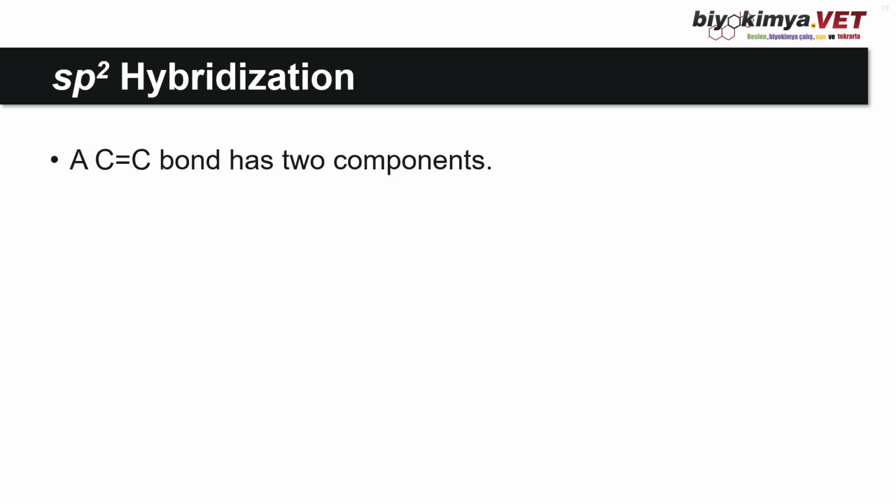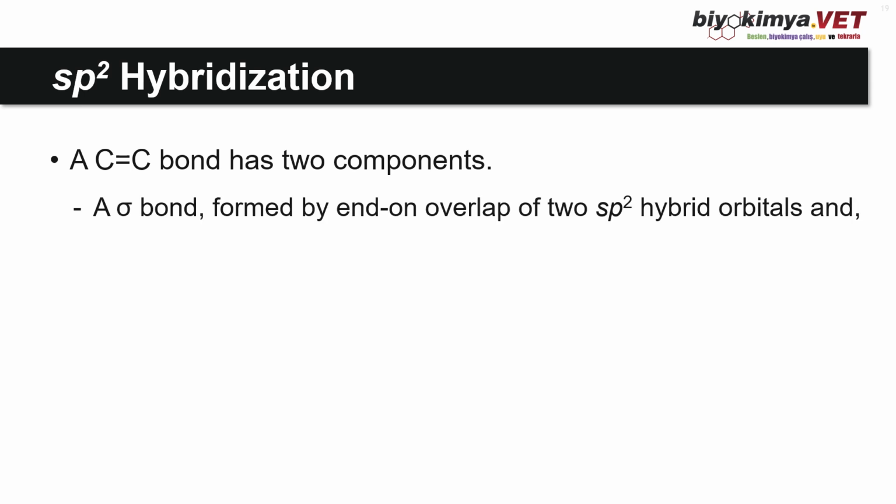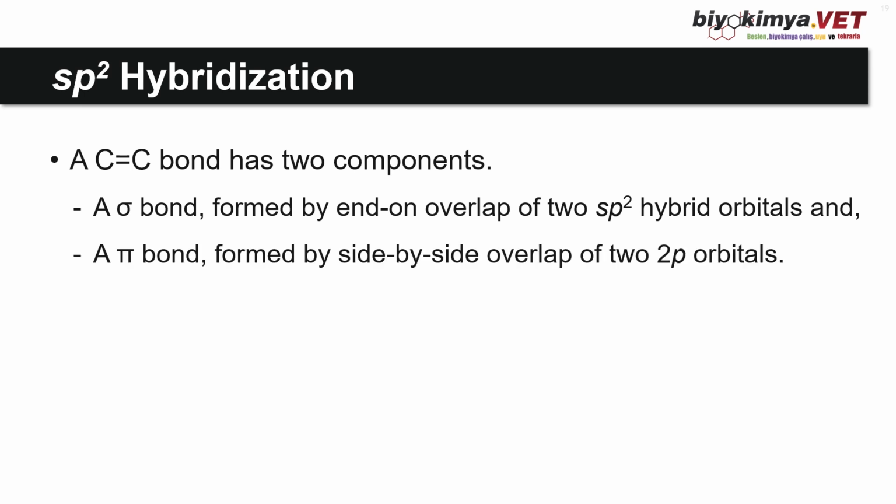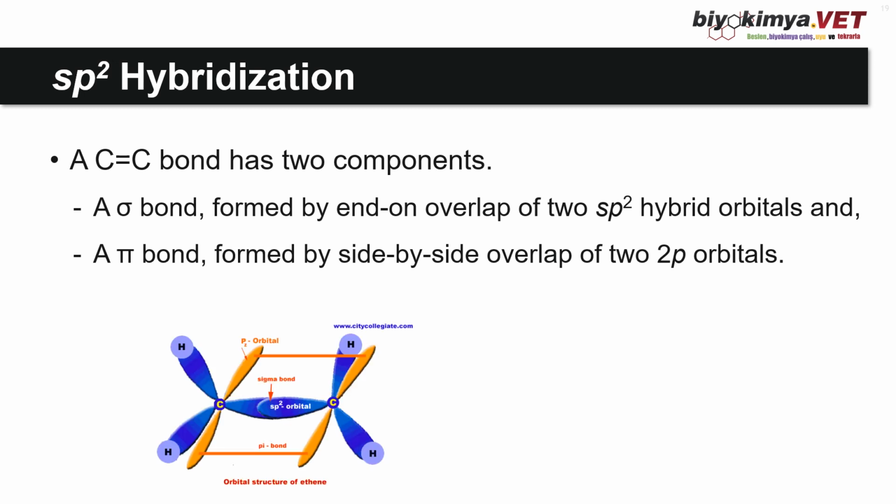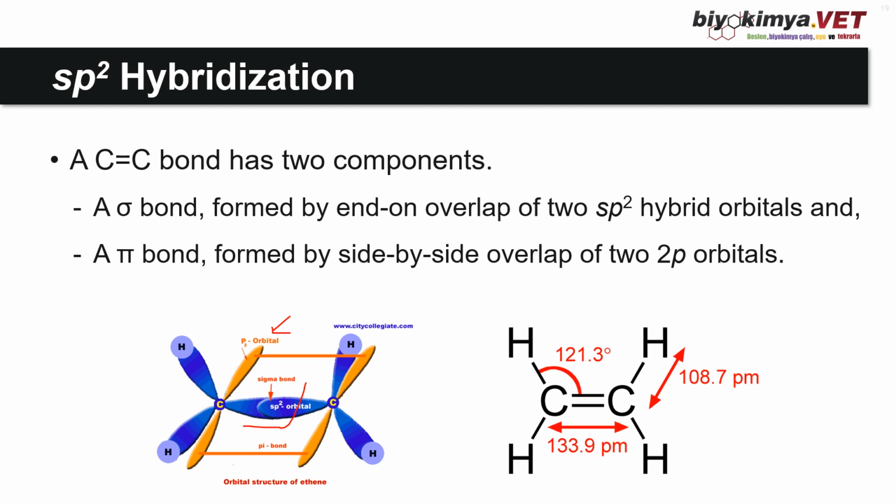In sp2 hybridization, a carbon-carbon double bond has two components: a sigma bond formed by end-on overlap of two sp2 hybrid orbitals, and a pi bond formed by side-by-side overlap of two 2p unhybridized orbitals. And here's the molecule ethylene. As you see, the two sp2 orbitals form a sigma bond, and the unhybridized pz orbitals overlap side by side to form the second bond, which is the pi bond. As I said, it is trigonal planar, and the bond angle here is approximately 120 degrees.